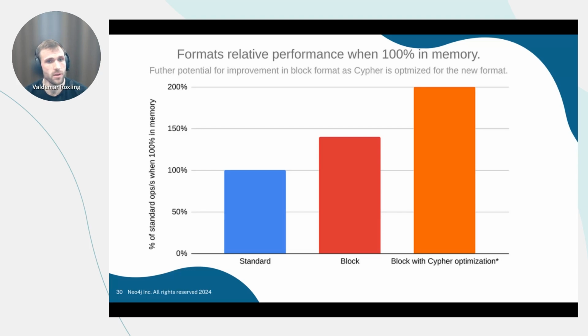And we know that it can be up to 2 times faster because when we run on the core API, one of the other surfaces that you can interact with Neo4j, we see it's 2 times faster than the legacy formats. So with the proper optimizations, we'll close the gap with Cypher. The future will bring very nice things here.